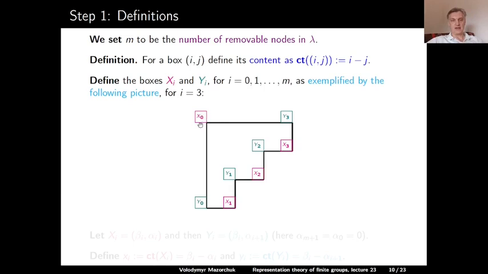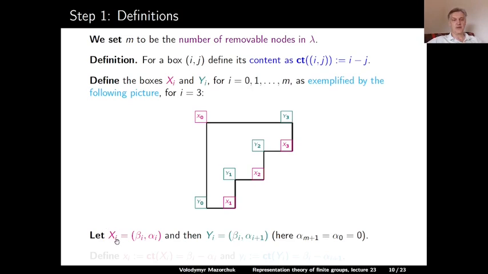So we denote by X_0 this box, which is slightly outside the partition, next to its top left corner. And then X_1, X_2, X_3 are exactly the removable boxes of lambda. And we also define Y_0 as this box, and then Y_1, Y_2, and so on as the boxes which are to the northwest from the inner corners of lambda. And then Y_3 is here. So this will be Y_m in general.